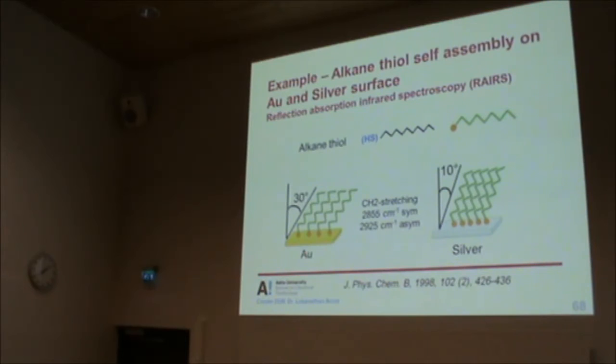So the molecules are there, the bonds are there, but the angle between the incoming plane of polarization and the plane of vibration is different. And with that you can detect how tilted the planes are. You're not detecting the molecules, but the bonds, and how tilted they are.